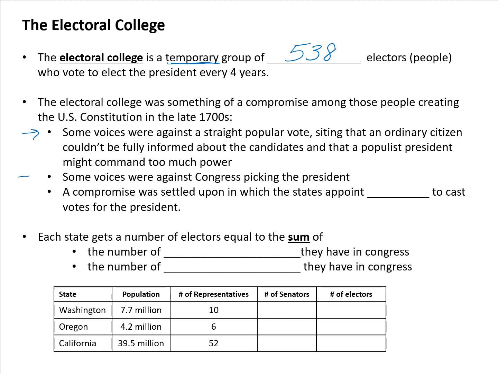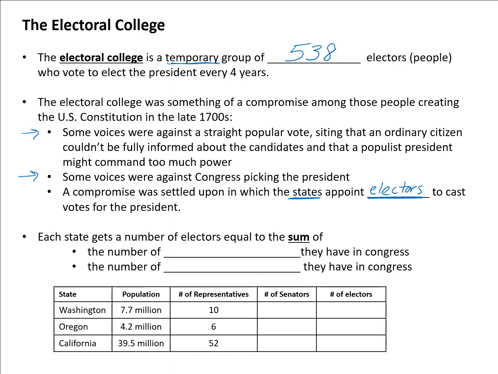And then other people said kind of the opposite. The other thing that was recommended by some was that Congress pick the president, but some voices were very much against that, against Congress picking the president, because that was consolidating too much power within Congress. So a compromise was settled upon in which the individual states would appoint what we call electors to cast votes for president. So the states would appoint these electors that would meet and then cast votes for presidents.